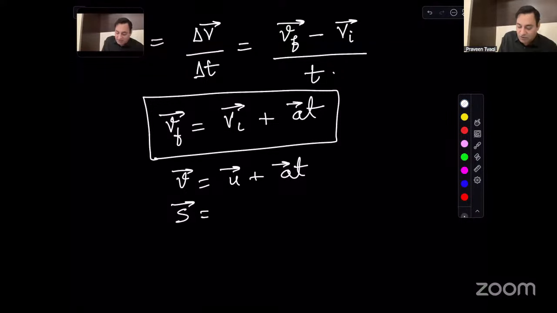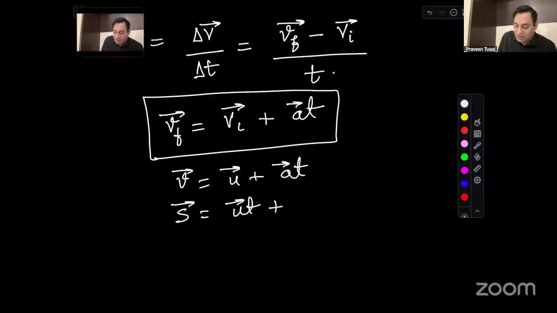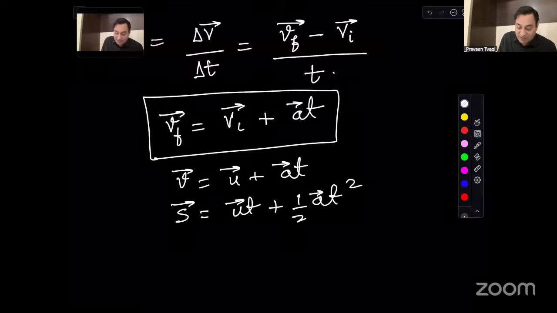S is equal to UT plus half AT square. Where what is S? Displacement. This is not distance. Please remember this. S is displacement, U is the initial velocity, A is the acceleration.